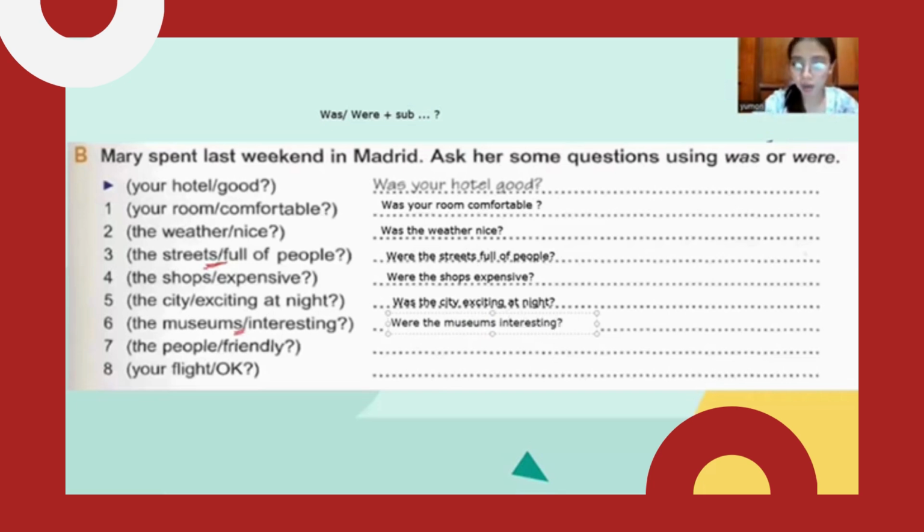Okay, and question mark. Number 7, the people friendly. So to make the question, we'd start with "were." Yes, that's right, because people is the plural noun. So the people, were the people friendly? Question mark. And the last question, your flight okay.